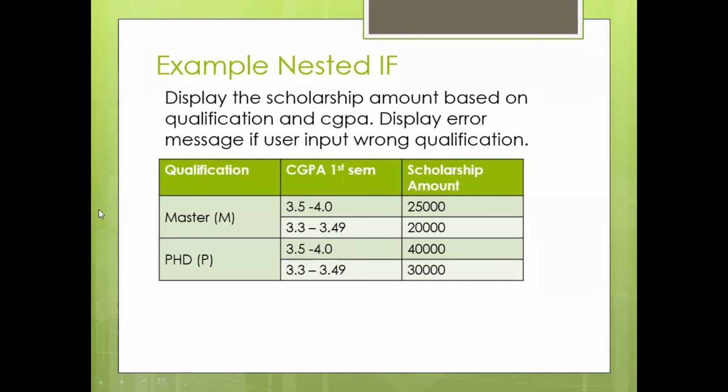Okay guys, so next I want to show you the example of nested if. So remember, nested if means that if we have outer if and we have inner if. So as you can see in this question, it says that display the scholarship amount based on the qualification and CGPA. Display error message if user input wrong qualification. So as you can see in here, the question give you the table, right? So like I said just now, if the question give you a table, so the question involved in the multiple selection. Okay, ingat kalau soalan tu bagi awak table, so you kena ingat dia melibatkan multiple selection.